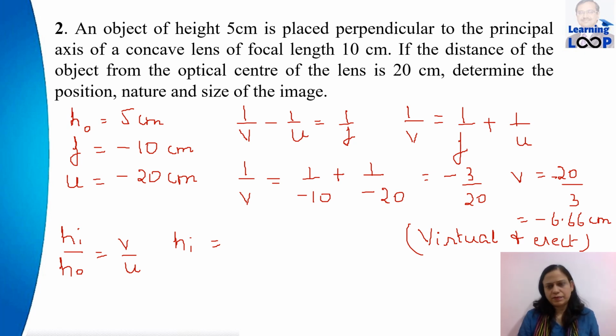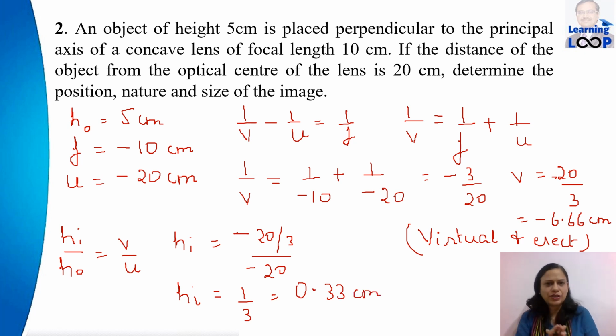v is minus 20 by 3, because whenever we need to simplify it further, I always prefer to take it in a fraction and then solve it. And u is minus 20. So when we simplify this, 20 cancels out with 20 and we are left with hi equal to 1 upon 3. That is a positive 0.33 centimeters.